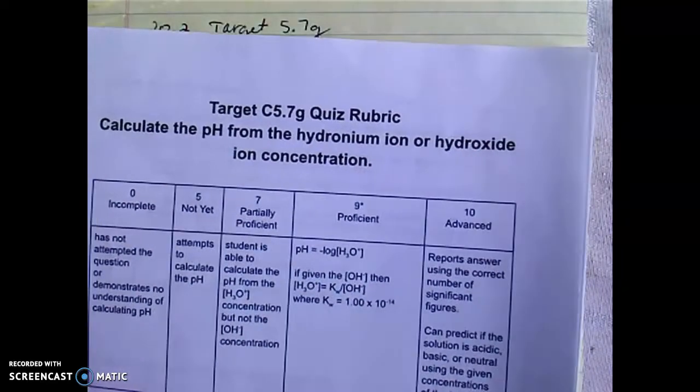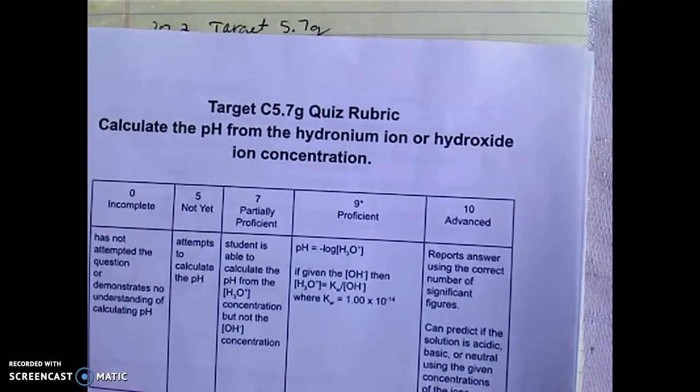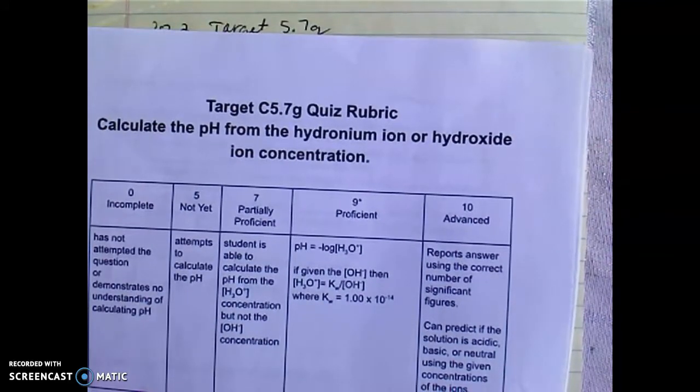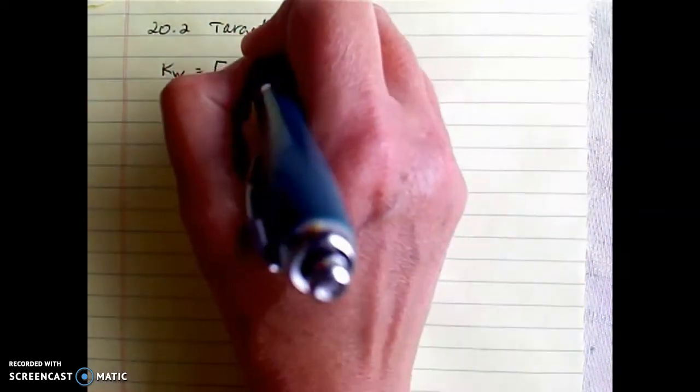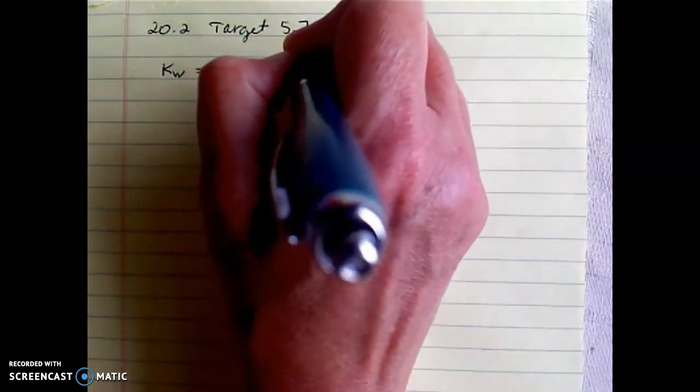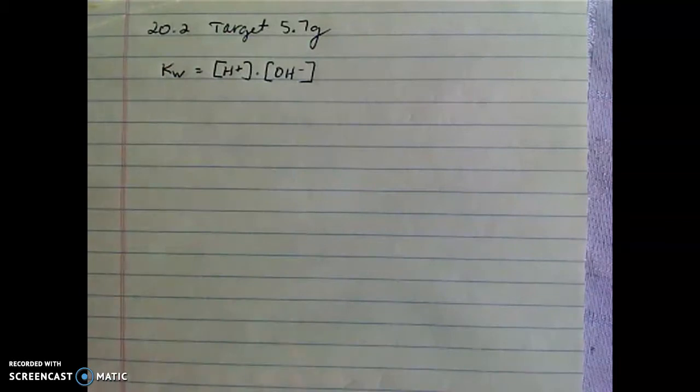We're going to do notes for 20.2 today, target 5.7G, which is calculate the pH from the hydronium ion concentration or from the hydroxide ion concentration. So with this, we need to know basically two equations. I'm going to start with the basic one, and that is Kw is equal to the concentration of hydrogen ions times the concentration of the hydroxide ions.